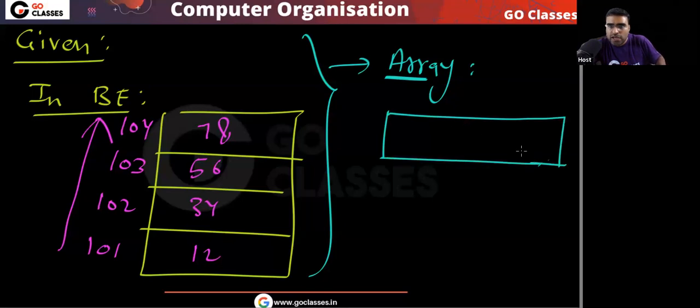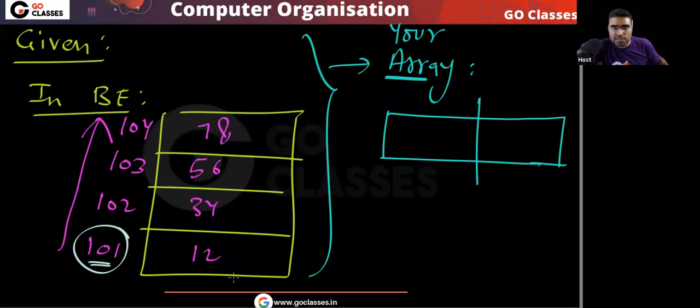Tell me your array. Can you write your array? What is the array that you have stored? Remember, this is your lowest address. This is your lowest address, right? Basically, I can say that this is your I1, and this is your I2.